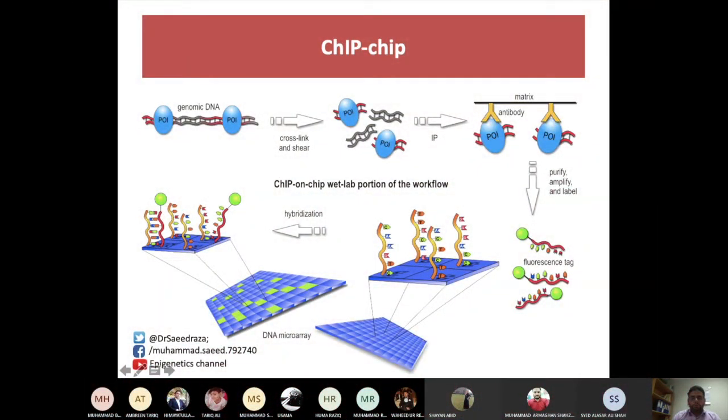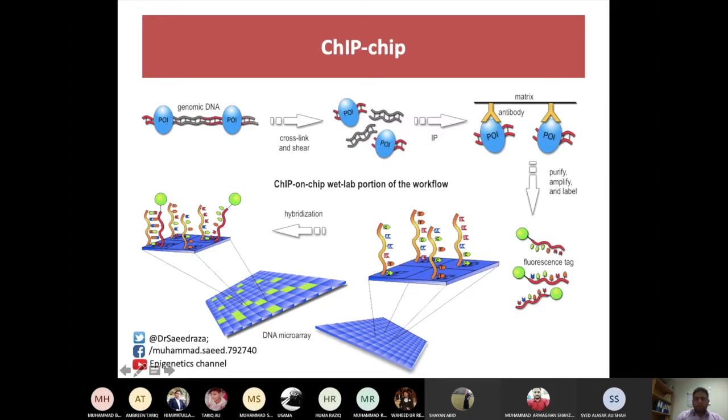So now this is the genome. For example, this is the chromatin, and this is your protein of interest, called POI, which is bound to the DNA. In other words, this is a nucleosome in which your protein of interest is present. So what will you do? You will either go for native ChIP or X-ChIP.